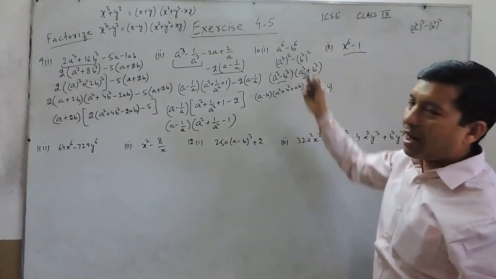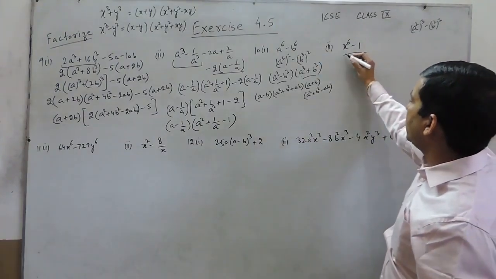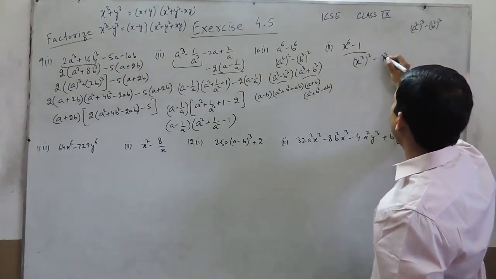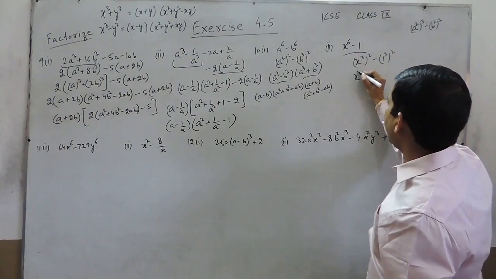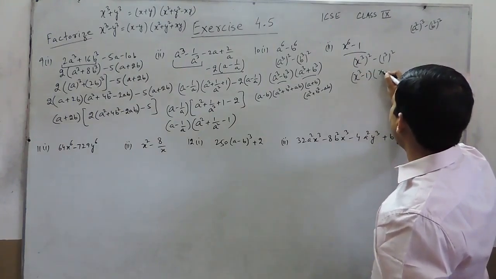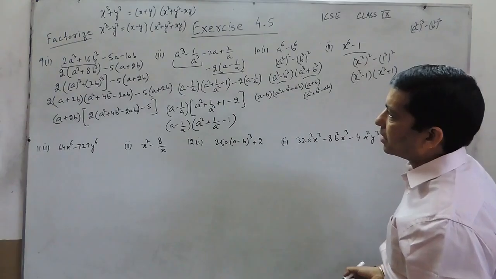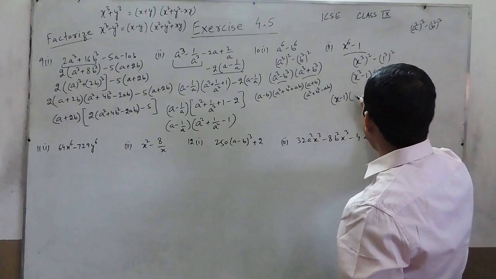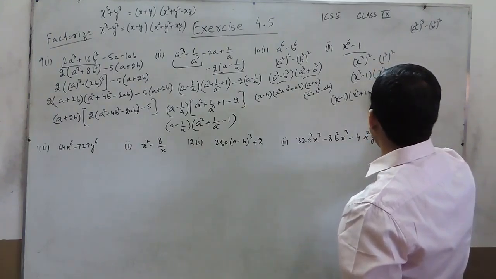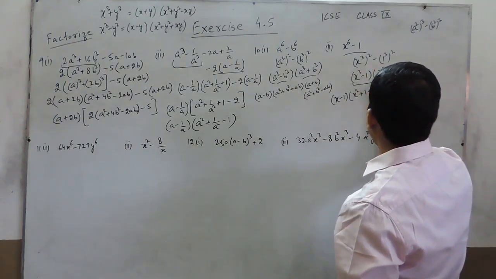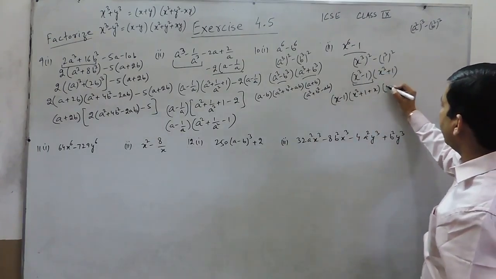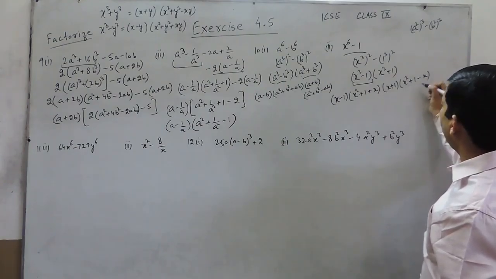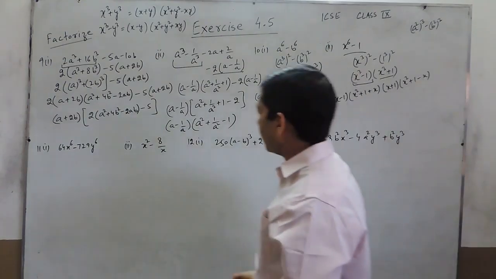Here also, this is the same as part 1 of question number 10, x to the power 6 minus 1. I can write it as x cube whole square minus 1 cube whole square, which can be written as x cube minus 1 as the first factor and x cube plus 1 as the second factor. And if we apply the same identity, it is x minus 1 multiplied by x square plus 1 plus x, which is a factor of x cube minus 1, and x plus 1 multiplied by x square plus 1 minus x, which is the factor of x cube plus 1.